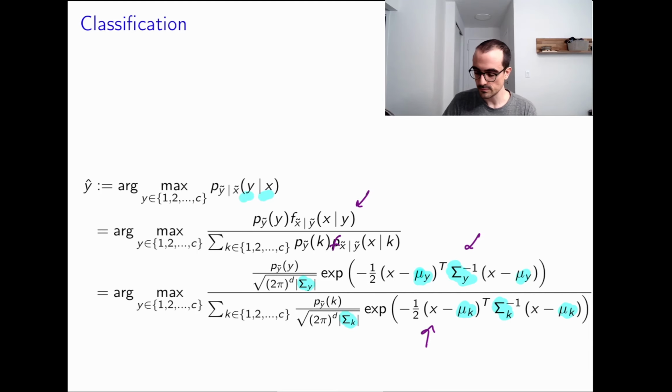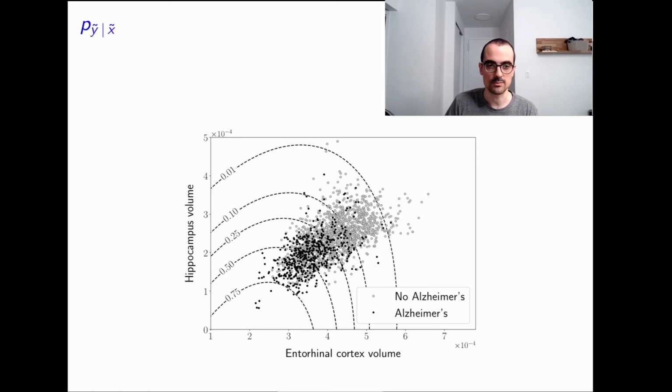And when we do that, this is how these probabilities look. Here, I'm plotting the probability of Alzheimer's according to the model. And so just to be clear, along this line, the probability is 0.75, along this line is 0.5, along this line is 0.25, 0.1, and so on. So the model thinks that the people inside here are more likely to have Alzheimer's than not. Okay, this is how the model classifies. And given the data, it looks pretty reasonable.